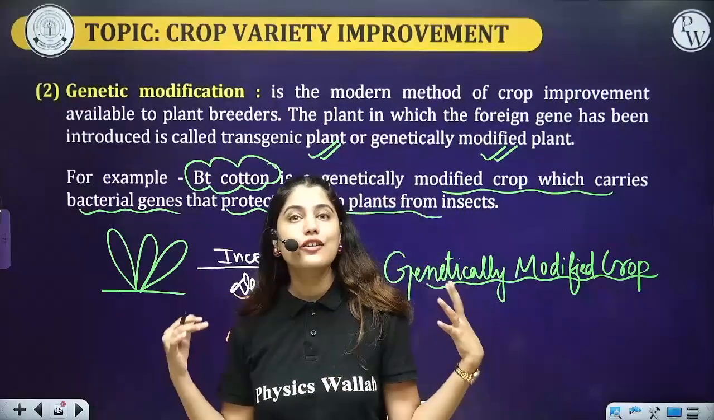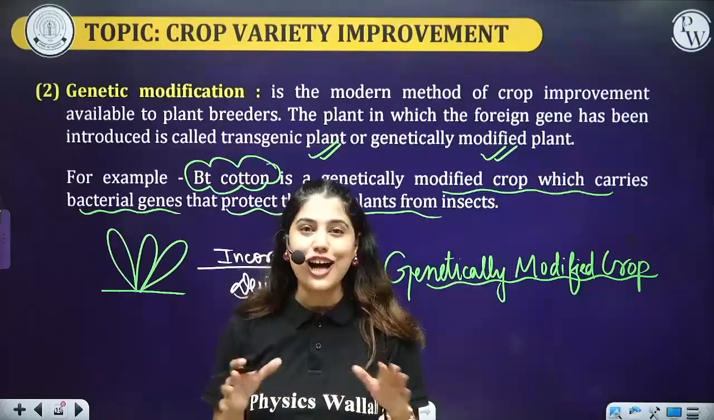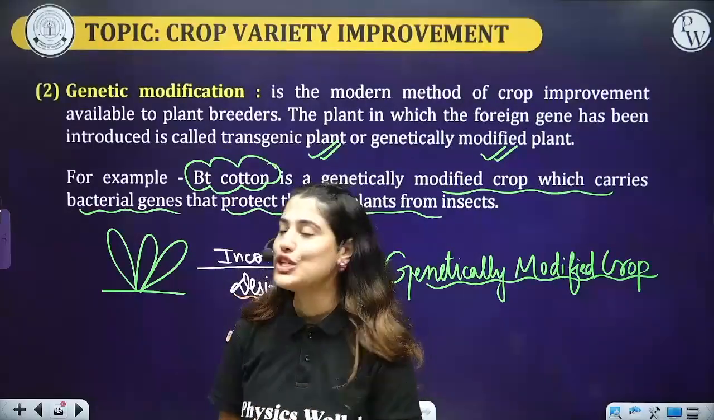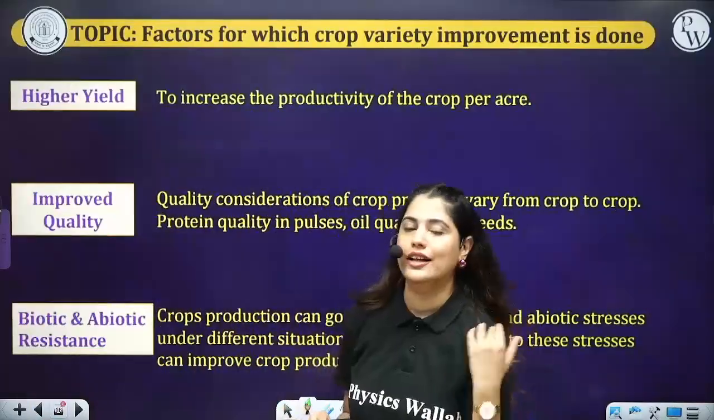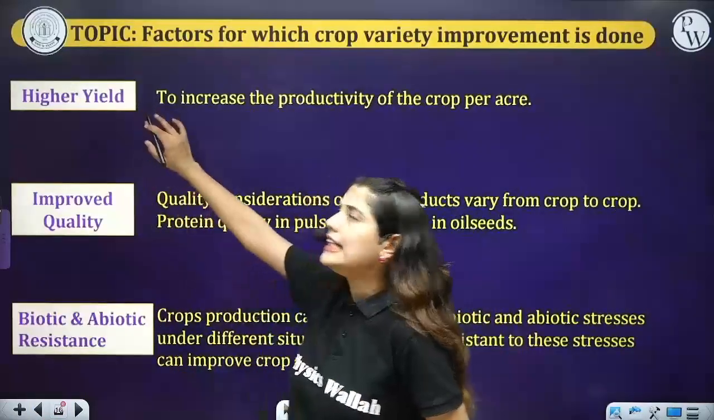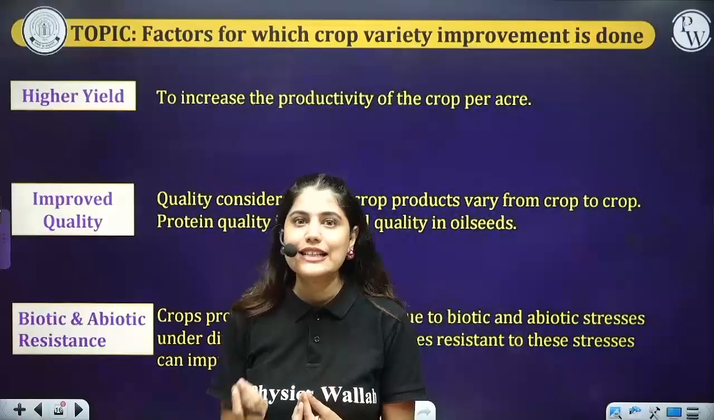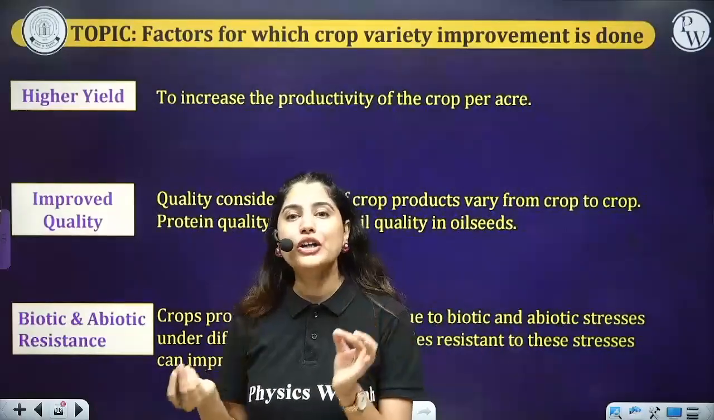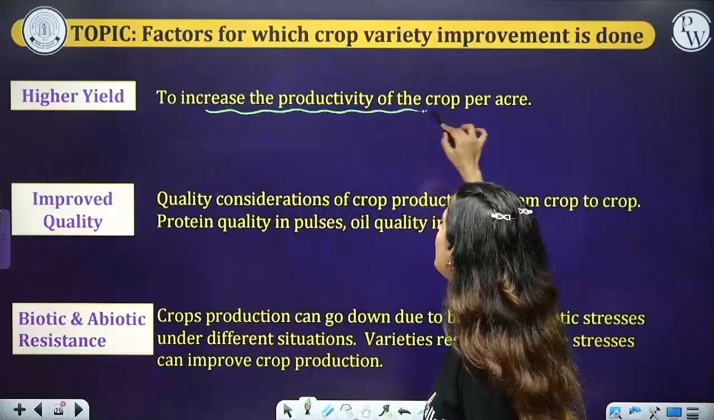Now what are the different factors for which we do this improvement? What are the different factors for which we are improving the crop variety? The very first thing is high yield. We already know what is high yield. We are increasing the production per unit acre, right?